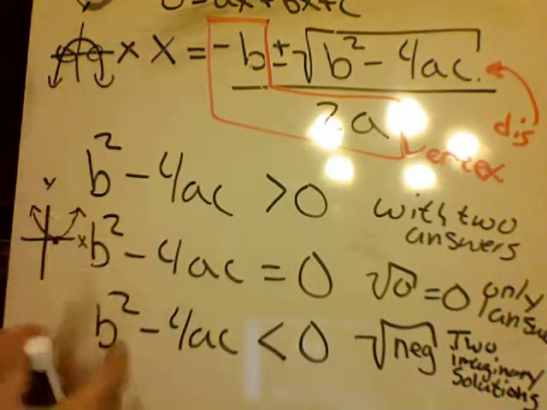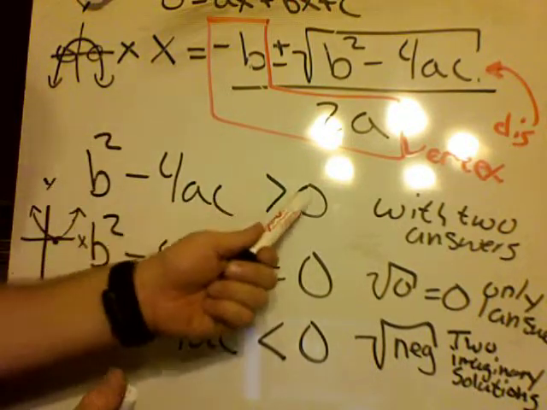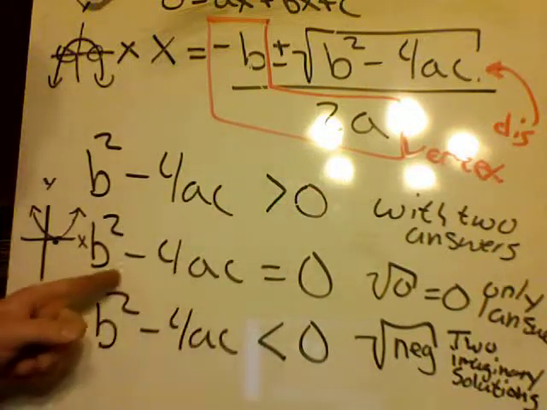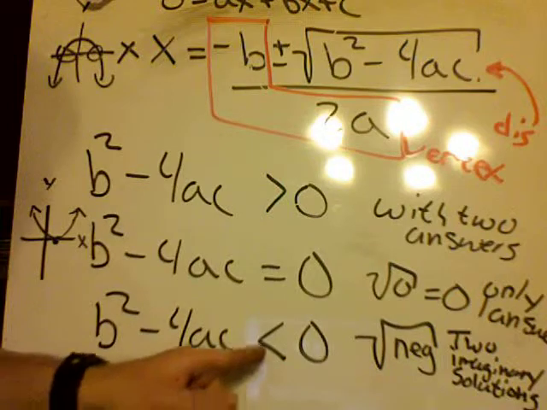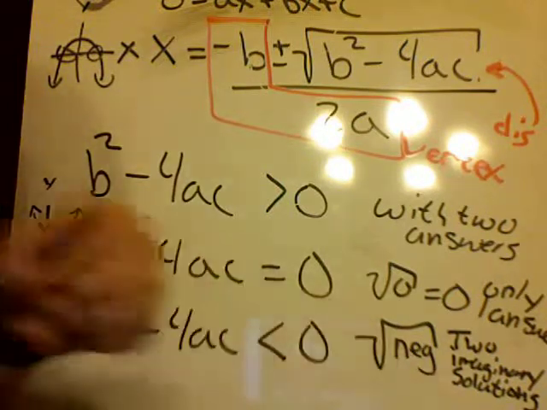So again, if our discriminant is greater than 0, 2 solutions. If our discriminant is equal to 0, 1 solution. If our discriminant is less than 0, we've got 2 imaginary solutions.